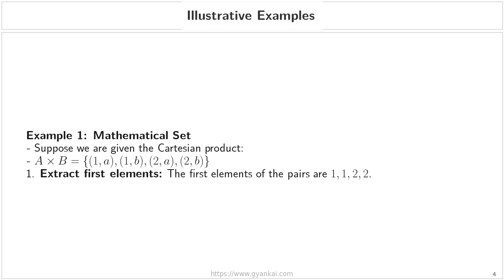To find our original sets, we'll follow the steps we just discussed. First, let's extract all the first elements from these pairs. Looking at the list, we see the numbers 1, 1, 2, and 2.